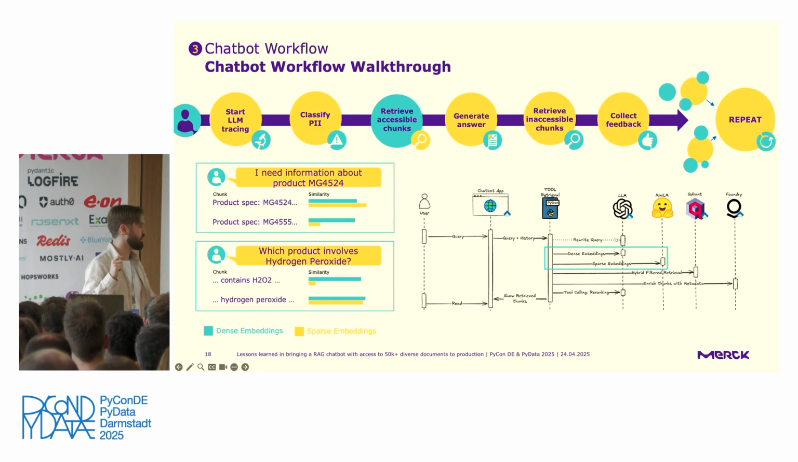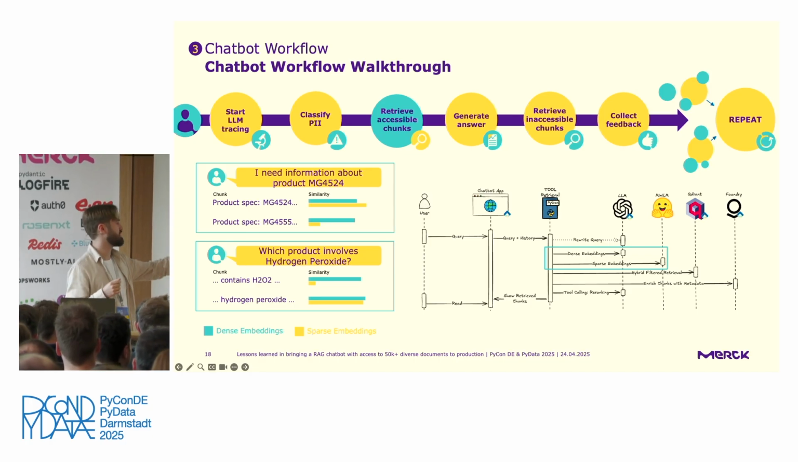You can see here in the yellow bar that the exact product match has a super high similarity match, but the other document which does not mention MG4524 has a really low match score. So this really helps you in finding the right documents for queries like that.